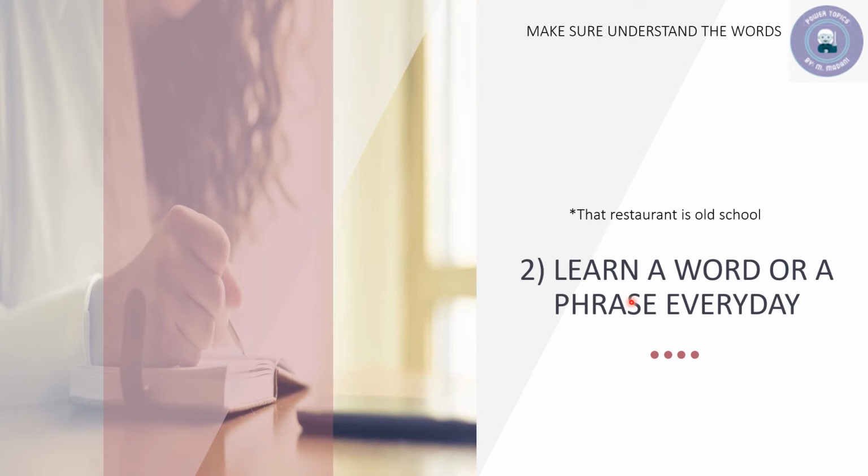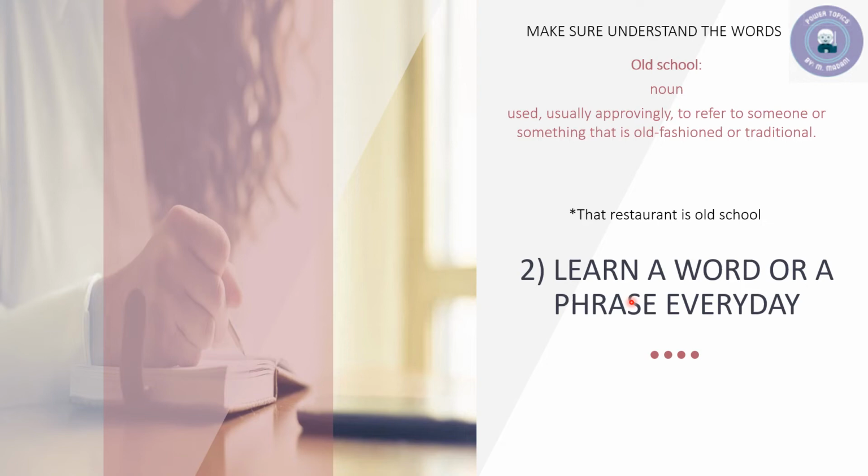Also, you remember me sharing this word, old school. So I'm going to give you a new vocabulary today. Old school can be used as a noun or an adjective. The opposite of this word is new school. If you use it as a noun, it means, used usually approvingly, to refer to someone or something that is old-fashioned or traditional. If you use it as an adjective, it means having or adhering to old-fashioned values or ways. For example, that restaurant is old-fashioned.